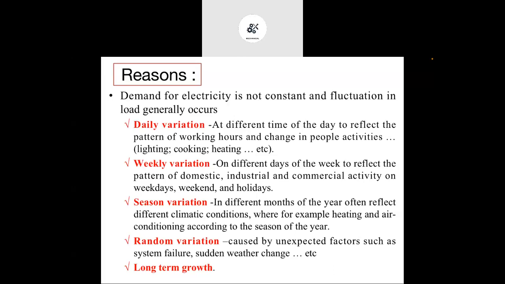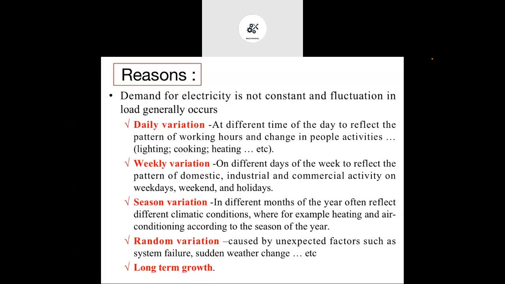Similarly, weekly variation is also there, because on the weekends the electricity consumed by the different industries or enterprises is very less. Whatever energy is consumed by domestic residential buildings is also less. So because of that, during the weekend days the consumption of electricity will be less, and that is the variation caused by the different factors.